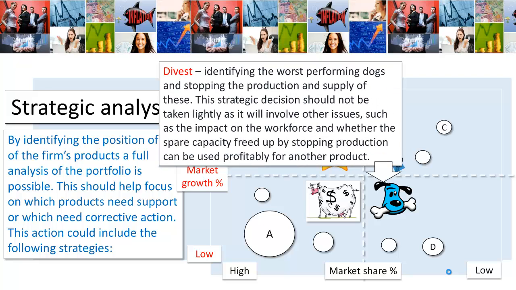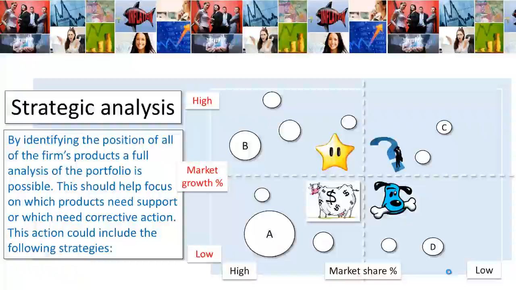Dogs, divest. Divest is a nice way of saying we're going to kill them, get rid of them. These products are dogs, they're not worth having. So by identifying the worst performing dogs and stopping the production and supply of these, this is the best action. So this strategic decision should not be taken lightly. It's going to involve other issues, such as the impact on the workforce, whether there's spare capacity freed up by stopping production can be used profitably for another product.